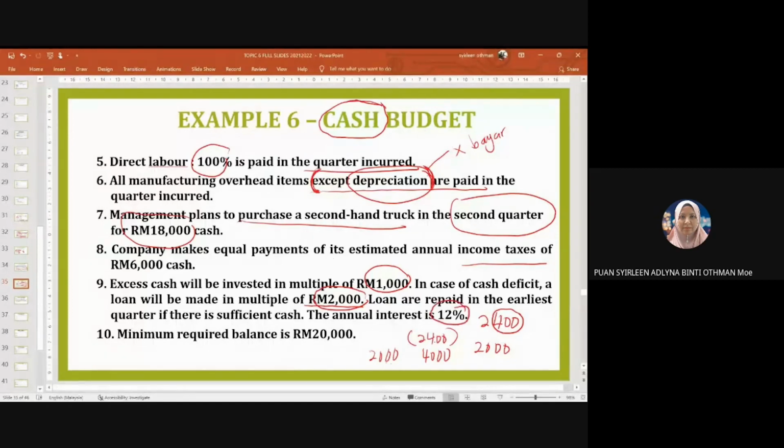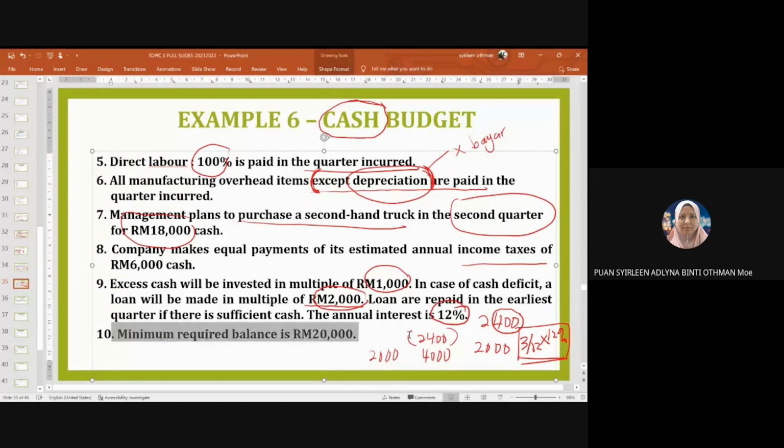Interestnya ialah 12% annually, setahun. So kalau saya bayar untuk first quarter, maksudnya 3/12 darab 12%. Okay. Ni bab 10 lah, Semester 1. Cara kita kira interest expense. Okay. And dia bagi tahu dekat sini dalam maklumat 10, minimum required balance is 20,000. Okay. Alright.